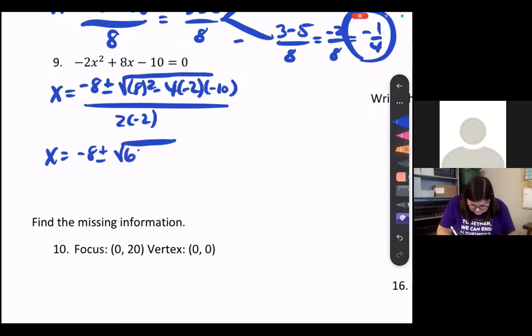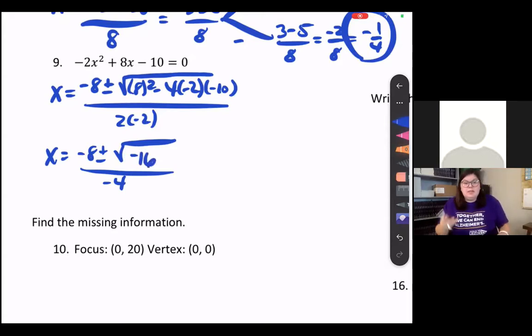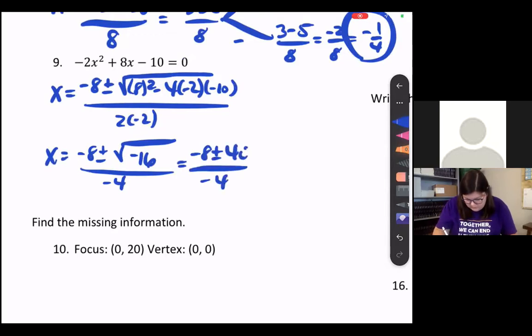So I've got 64 minus 80 over negative 4, and I get negative 16 in there. Let's just rewrite that. Okay, and the square root of negative 16, that is equal to 4i. So I've got negative 8 plus or minus 4i over negative 4.